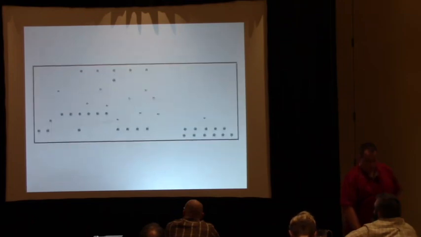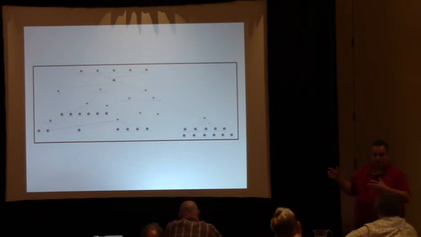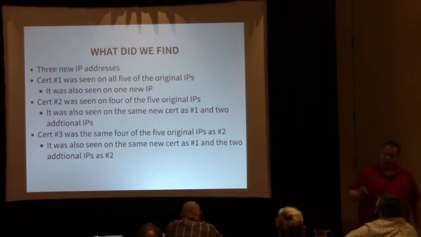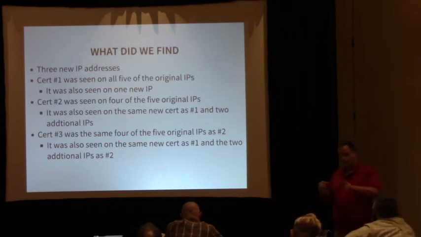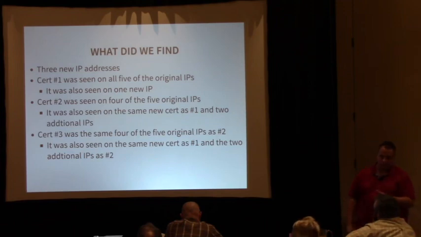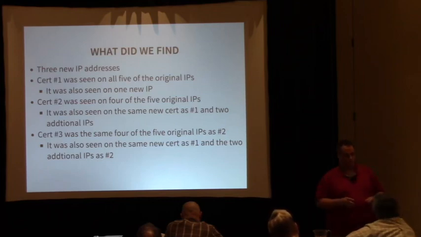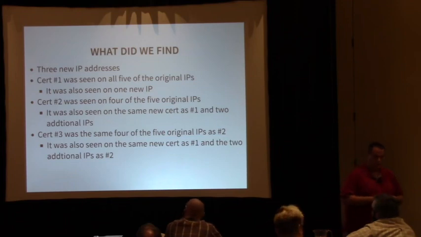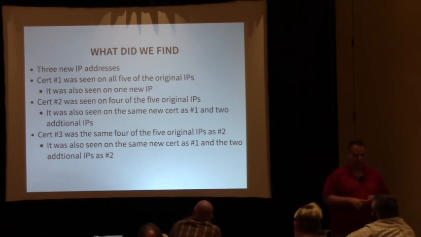So when we pivot on the newly discovered TLS certificates, we basically find a couple more domains, a couple new IP addresses. Again, hard to read. So we found 3 new IPs. If you look back at my certs, I'll post the links later. The first cert we looked at was seen on all 5 original IPs that I found, including passive DNS lookups, and it was also seen on 1 new IP. Cert 2 was seen on 4 of the 5, and it was also seen on 2 additional IPs. Same thing with Cert 3.